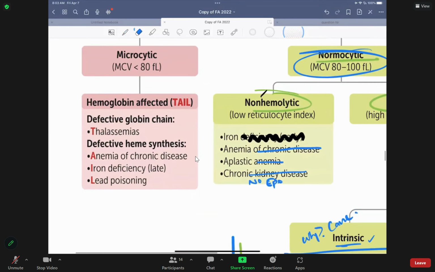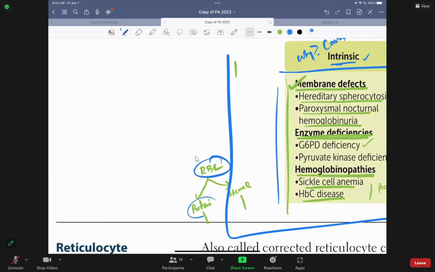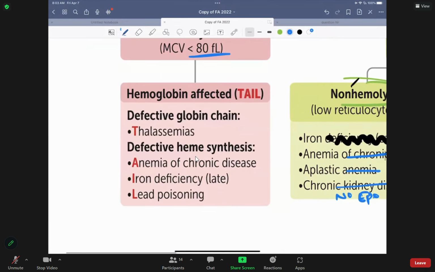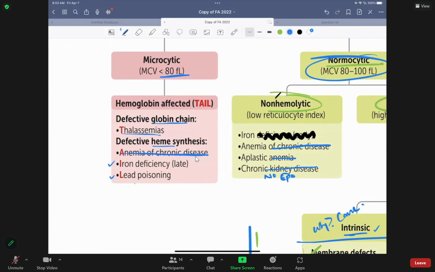When you say microcytic, it's less than 80. And as I mentioned, red blood cell has two things, protein and heme. Now, whenever you have a problem with protein, we call it thalassemia. Whenever you have a problem with heme, you have this disease. We already covered this under non-hemolytic, so we only have to talk about iron deficiency and lead poisoning. Is that clear, folks? All right. Thalassemia, iron deficiency, and lead poisoning. Those are the diseases we have under microcytic.